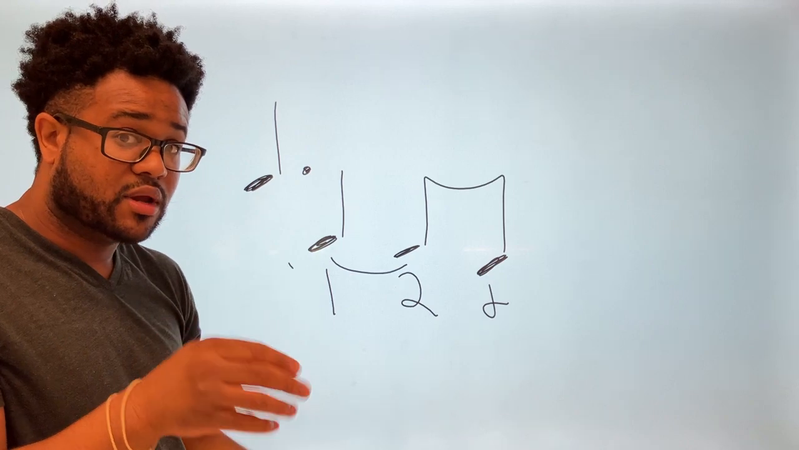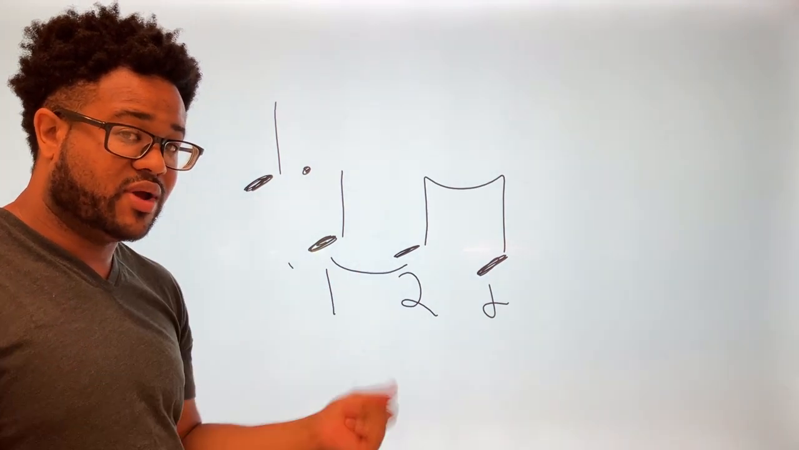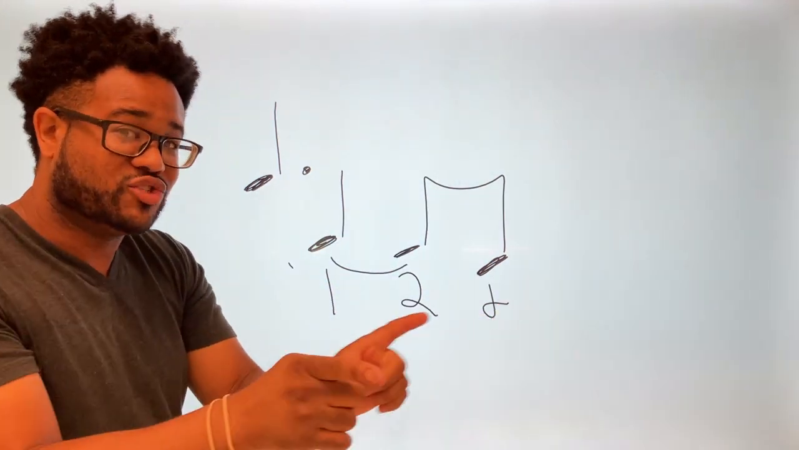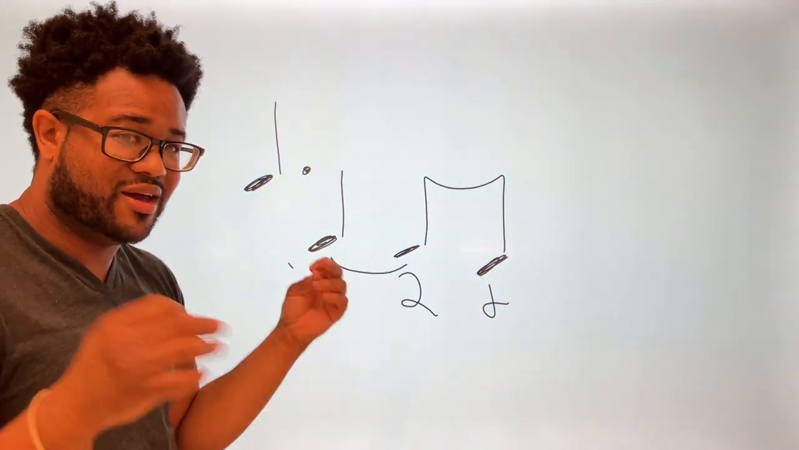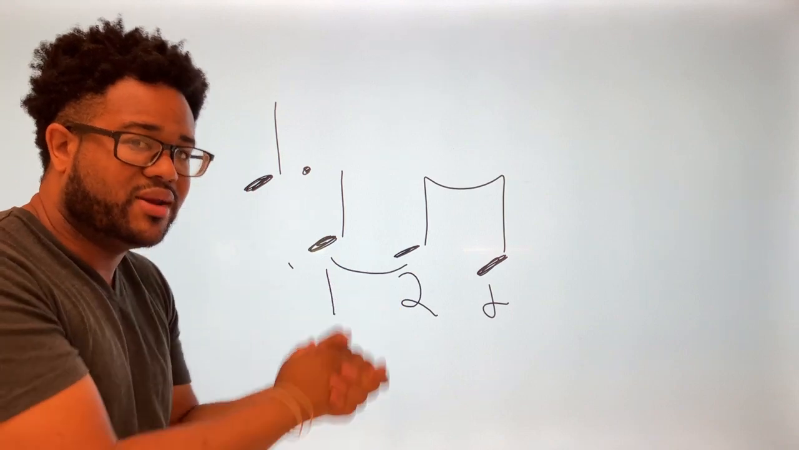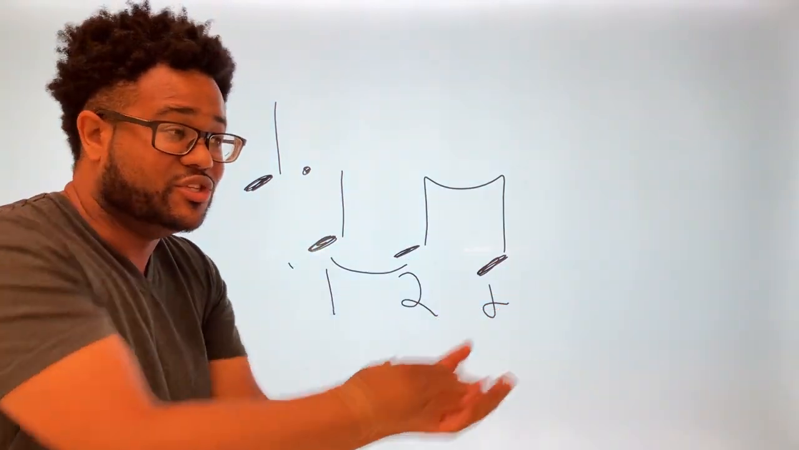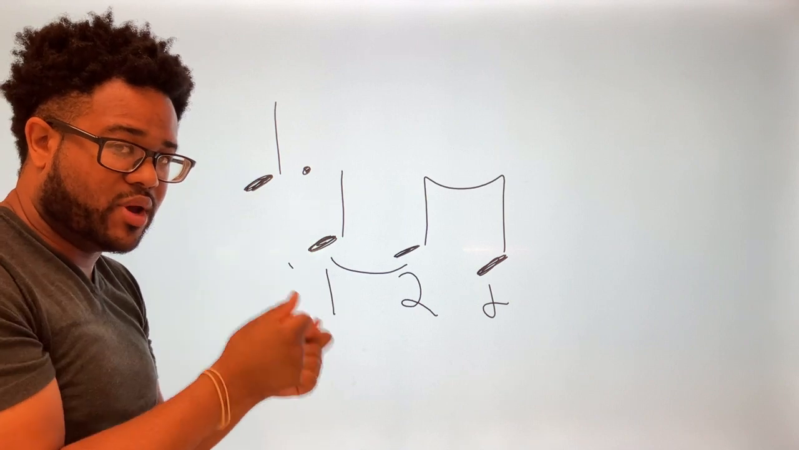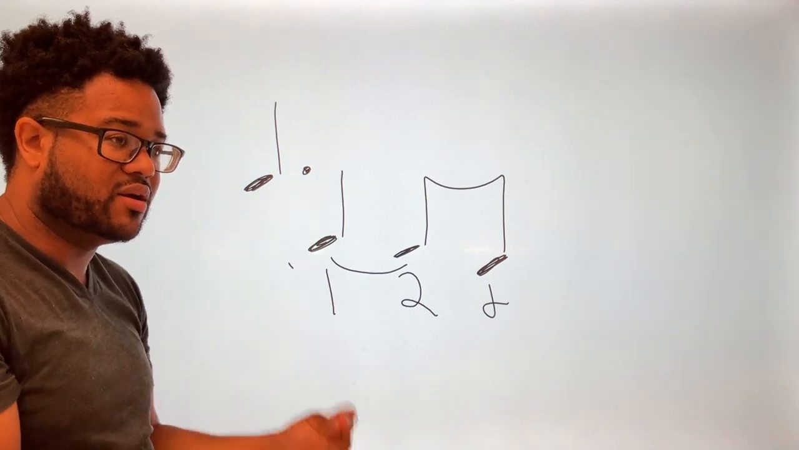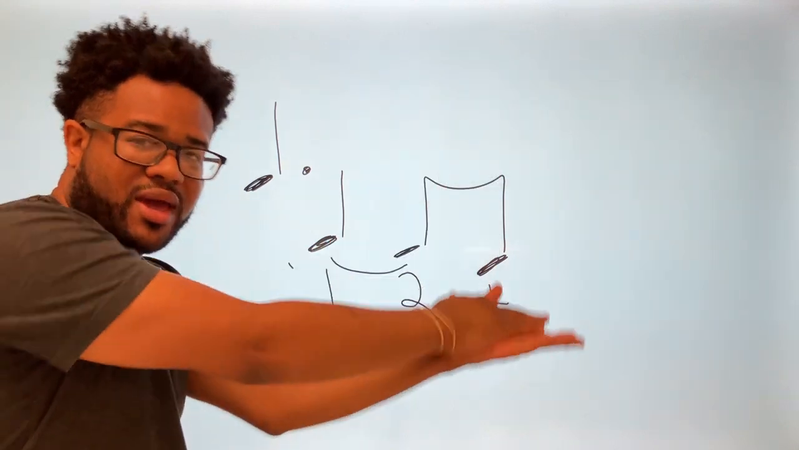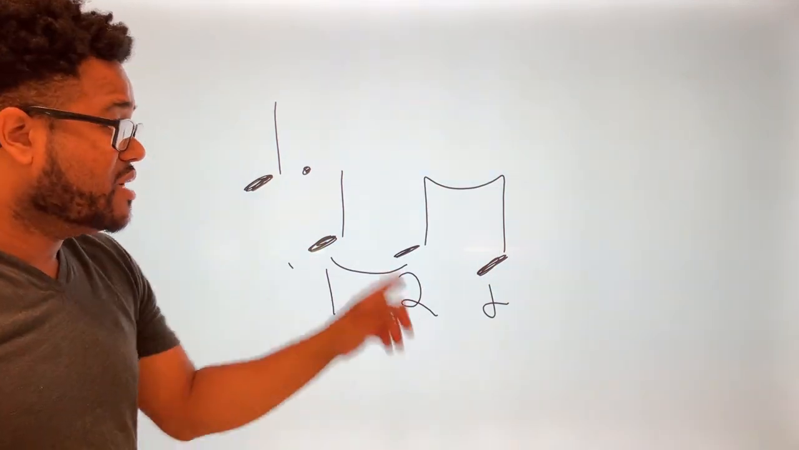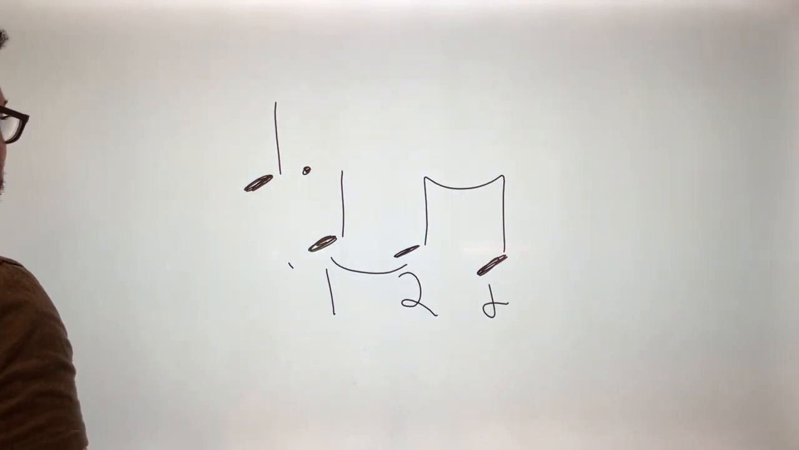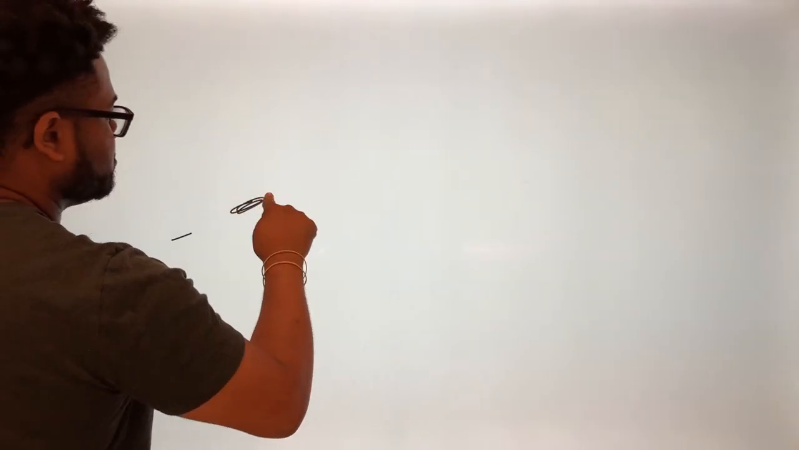Let's try it, everybody. 1 and 2 and, ready and go. 1, 2, and. Let's try it one more time. 1 and 2 and, ready and go. 1 and 2 and. You see how that works? 2 is still tied into 1. Let's do it one more time. 1 and 2 and, ready and go. 1 and 2 and. Boys and girls, this is the same as if I was to do this.